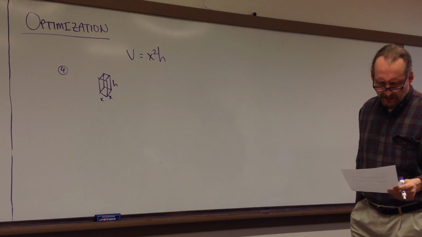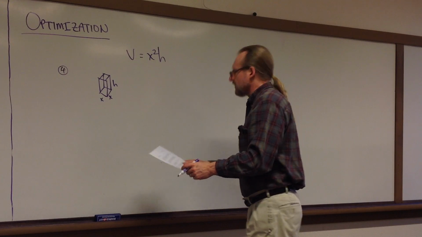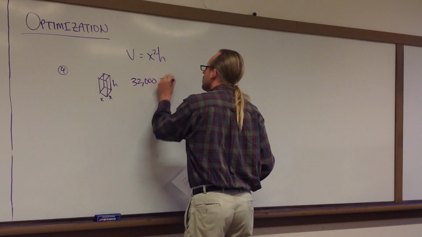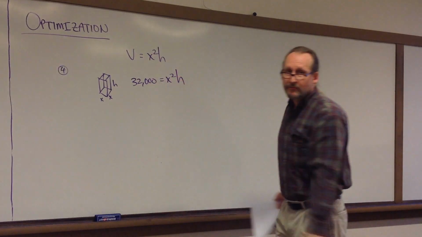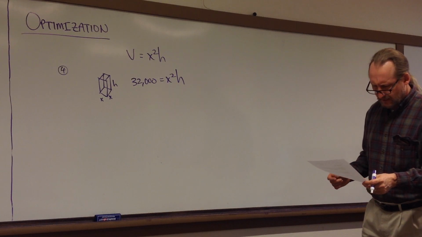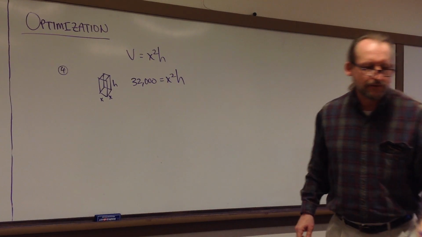And what are we doing here? We want to set that volume equal to 32,000 cubic centimeters. So that's our constraint, that the volume is constrained to be 32,000 cubic centimeters. Find the dimensions of the box that minimizes the amount of material.